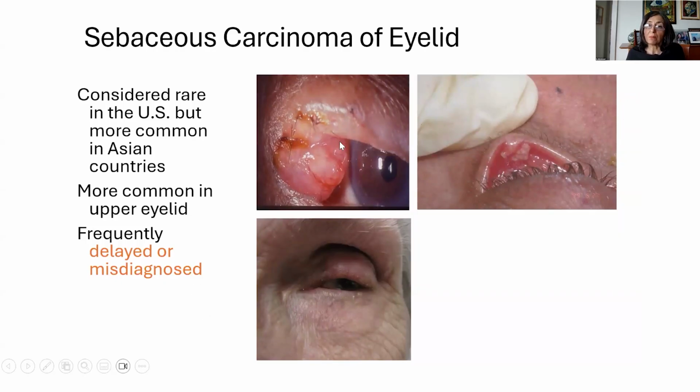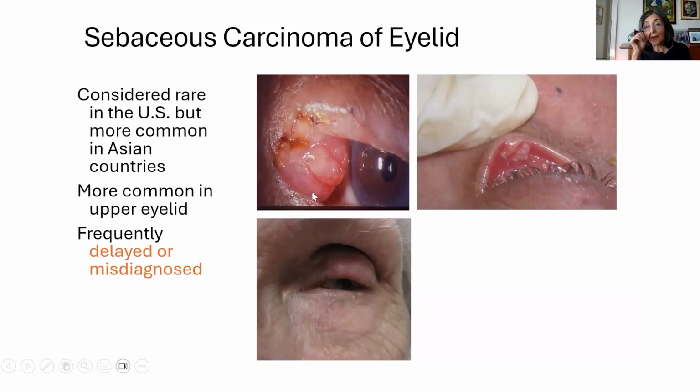This is a cancer of the oil glands, of the sebaceous glands of skin. Therefore, we, in fact, see it often in the sebaceous glands of the eyelid. So the meibomian glands of the eyelid, which are more abundant in the upper eyelid, can get sebaceous carcinoma. And this is why, in fact, we see this cancer more frequently in the upper eyelid. But of course, it can happen in the lower eyelid.